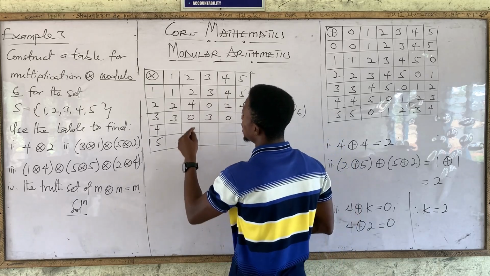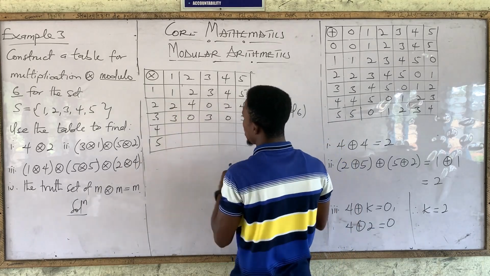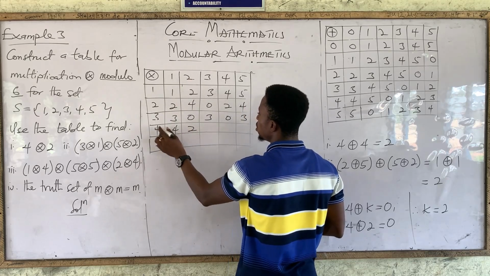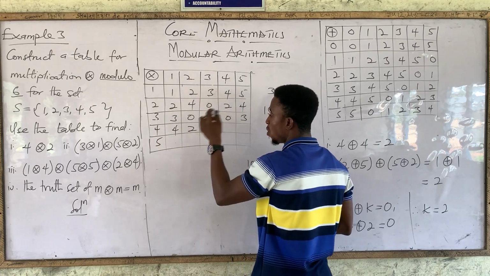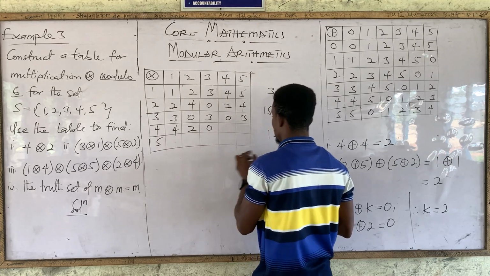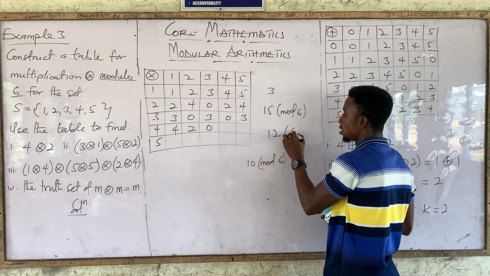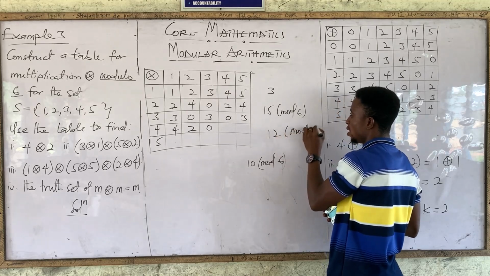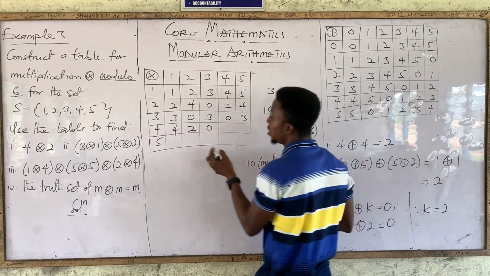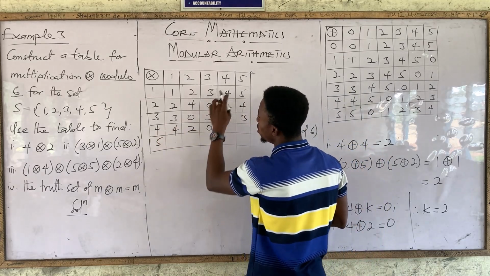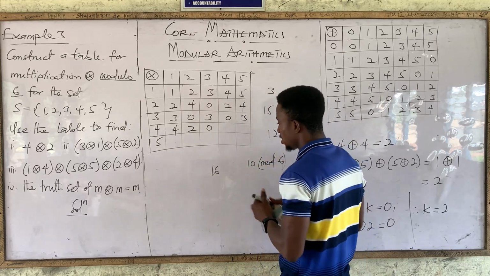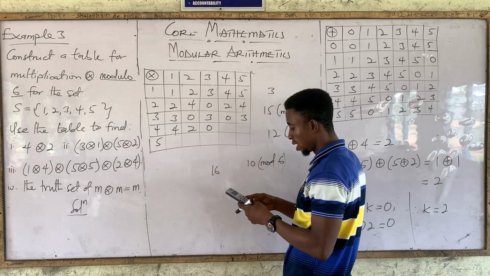Then let's proceed. I have 4 times 1 is 4. 4 times 2 is 8, modulo 6 is 2. 4 times 3 is 12. 12 in modulo 6 is 0, because we will have 2 groups of 6 and nothing is left. Then we have 4 times 4, which is 16. So 16 in modulo 6. If you don't know, you just put it on the calculator.